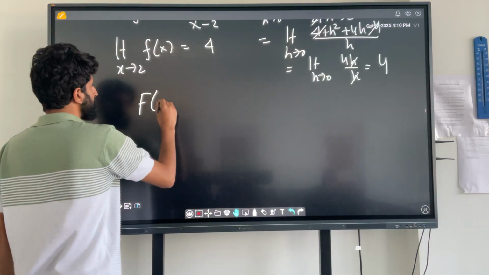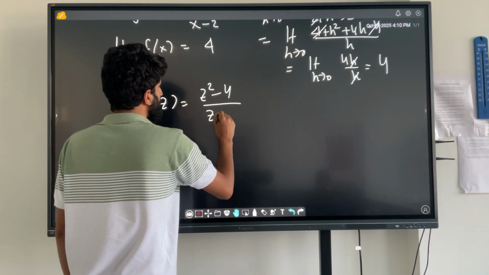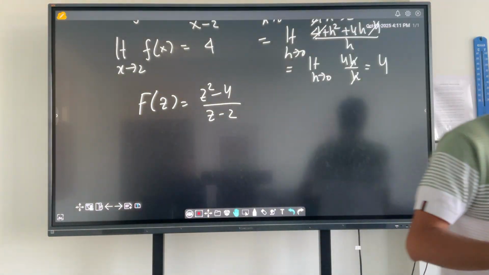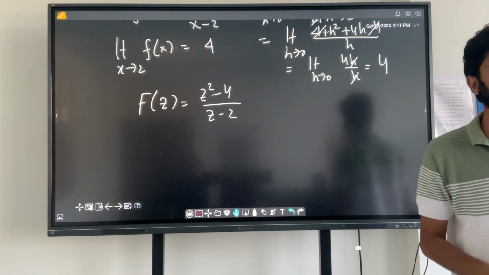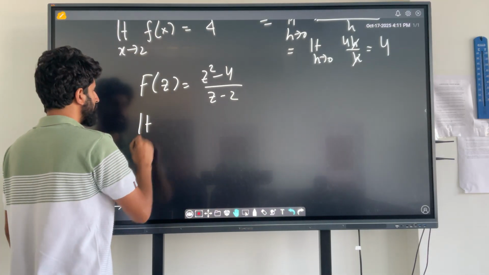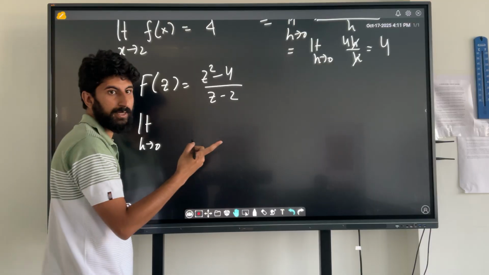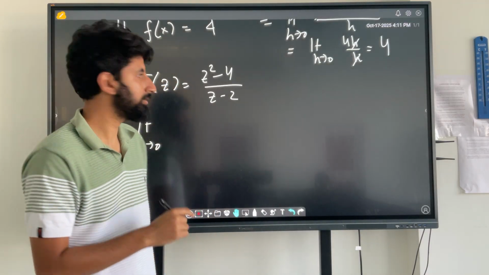F of z equals z square minus 4 divided by z minus 2. But now it's more, right? You don't have just two directions, you have infinity. To quantify that, to check the limit, what do we do? Limit h equals to 0, at what point? Z0. What is my Z0? 2. I am checking the limit at 2.